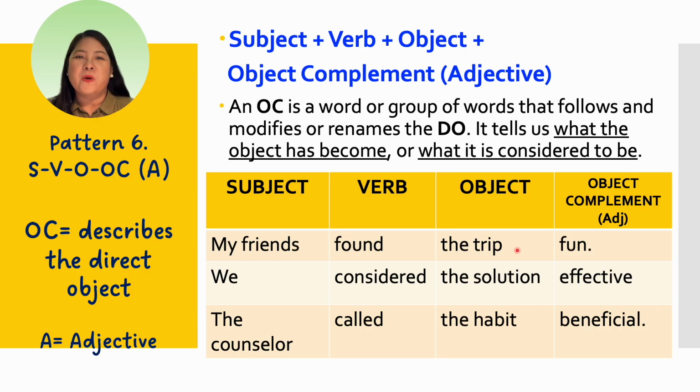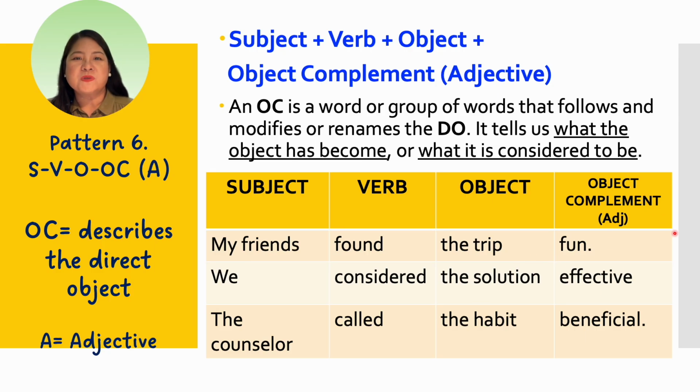The trip was considered fun. The solution was considered effective. The habit was considered beneficial. So we say, my friends found the trip fun. We consider the solution effective. The counselor called the habit beneficial. So fun relates to the trip, effective relates to the solution, beneficial relates to the habit.